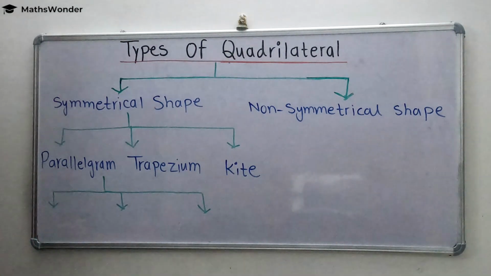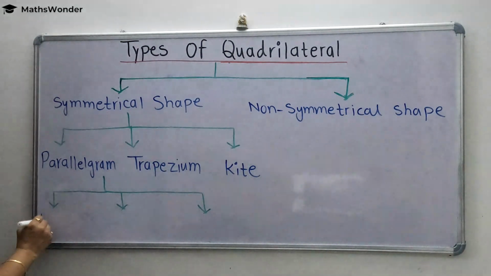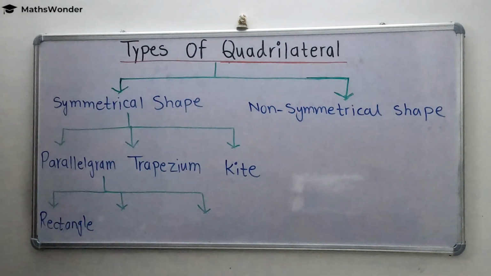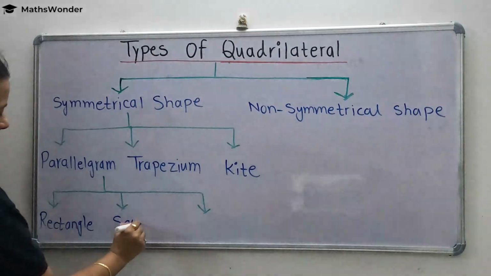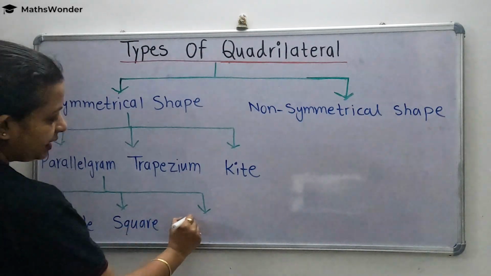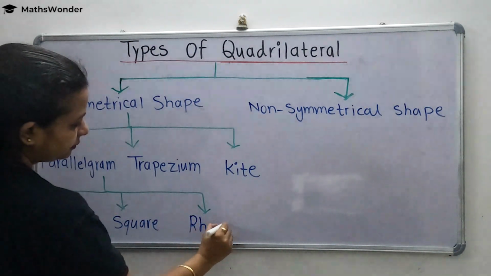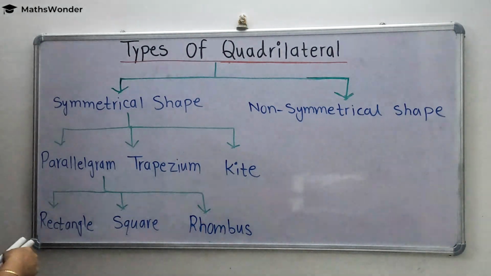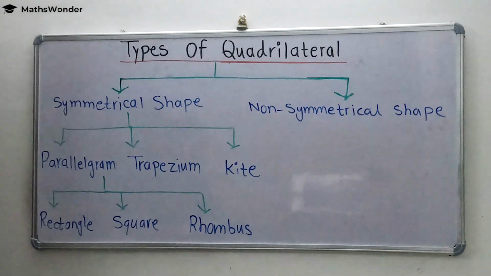The first is rectangle. The second is square. And the third is rhombus. So in symmetrical shapes, we have 3 categories. We can classify into 3 parts: parallelogram, trapezium and kite. Further, parallelogram is divided into 3 parts: rectangle, square and rhombus.